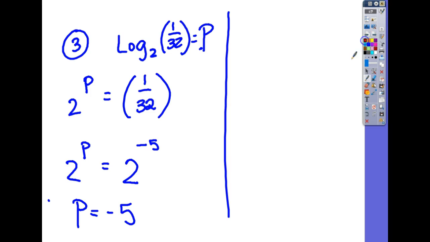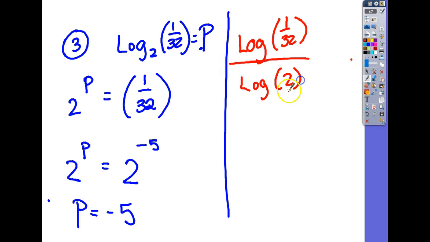Just wanted to mention that we know a change of base formula now. We have another way to solve this one. We can solve this one by saying the log of the big number divided by the log of the base number. This is equal to that. Can you put this in your calculator? It's 2 ways to do the same problem, and so you will get the same answer.